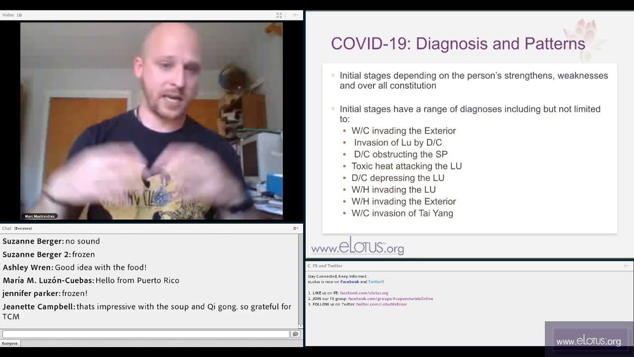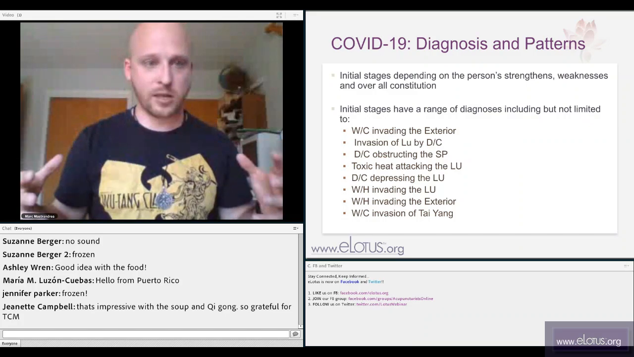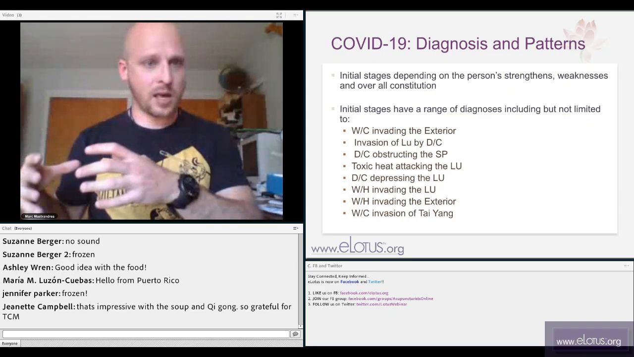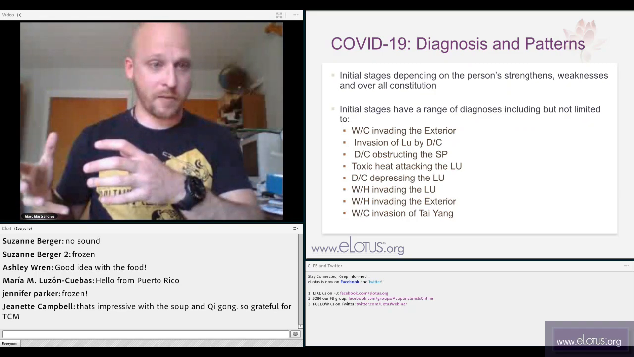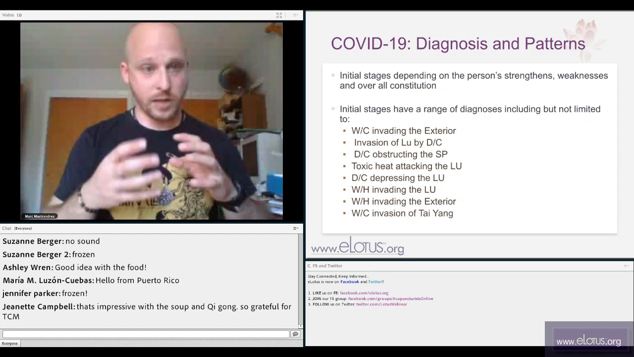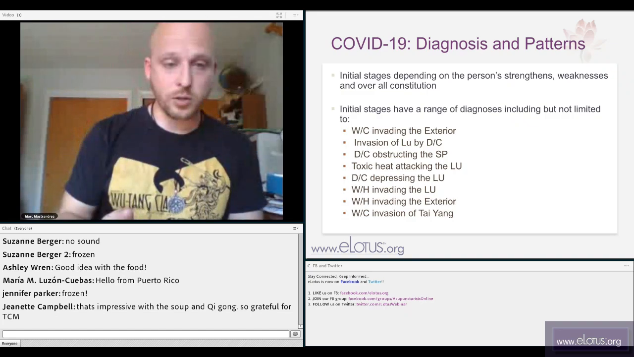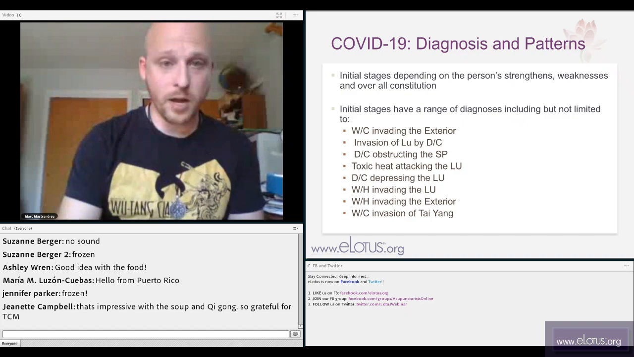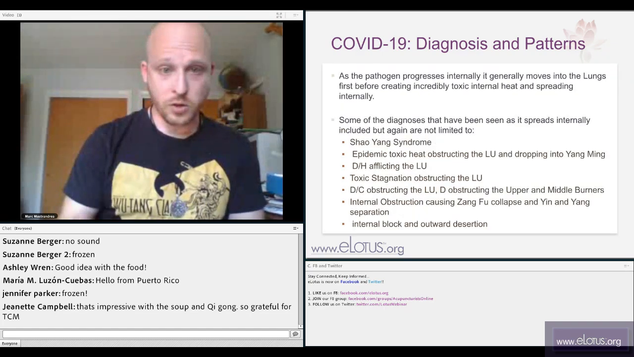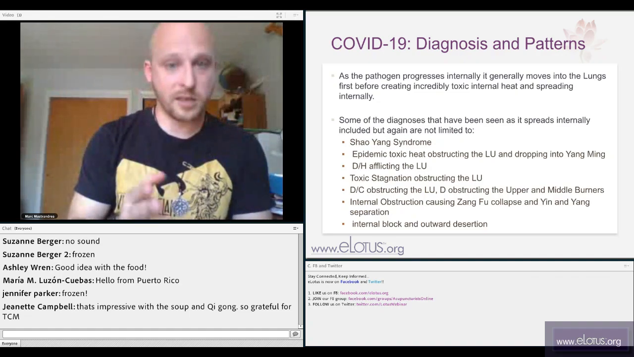Wind cold invasion of Taiyang, wind heat invasion of the exterior. It doesn't matter, right? Because it's a pathogen. It doesn't matter what virus it is. It's what the person's constitution is, what the energy of that pathogenic factor is coming in, and how they interact, right? It's a relationship. And this relationship creates the reaction you're going to see. So what you need to do is acutely diagnose your patient.